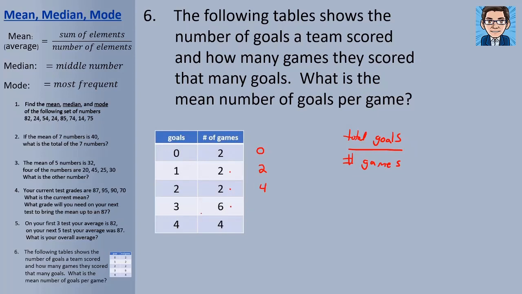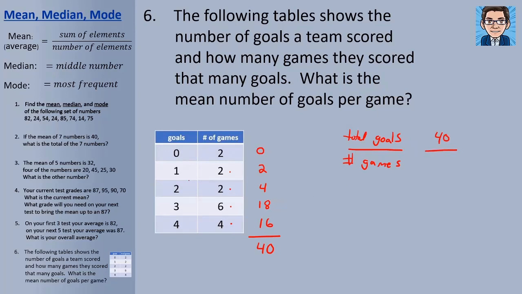In these 6 games, we scored 3 in each game, so that's 18. And we scored 4 in each of these 4 games, so it's going to be 16. So if we add those all up, that's going to get us 40 total goals out of all of these games.